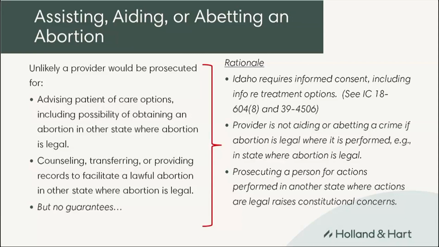In addition, a provider should not be deemed to be aiding or abetting a crime if the abortion is legal where it's performed. So if they're assisting with an abortion that's legal in Oregon, for example, then they're not assisting something that's illegal in Oregon, and therefore there shouldn't be a crime. Also, prosecuting persons for actions performed in another state where the actions are legal raises serious constitutional concerns. Also, as far as just transferring records, the patient has a right under HIPAA to direct you to transfer records over to another provider.